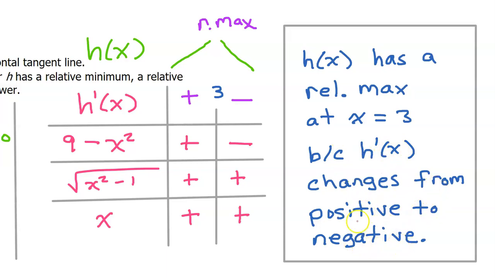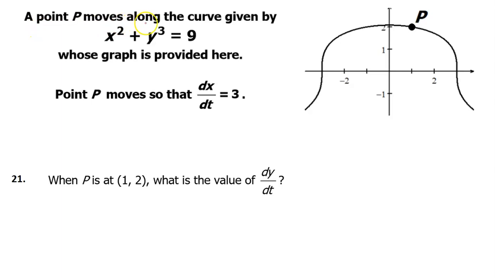A point P moves along the curve given by x squared plus y cubed equals 9, whose graph is provided here. Point P moves so that dx/dt is equal to 3. Problem number 21. When P is at the point (1, 2), what is the value of dy/dt?